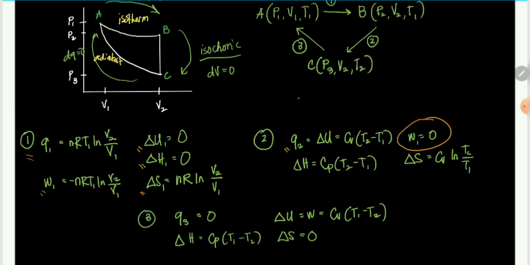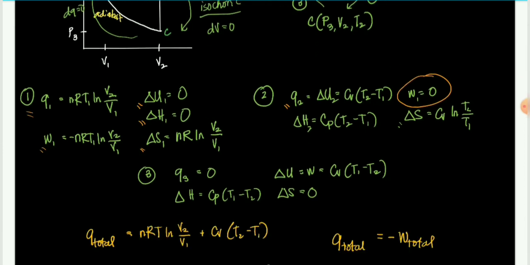So, lagay natin yung mga labels. Delta U2 is just equal to CV times T2 minus T1. Okay? So, for delta H2, we have CP times T2 minus T1. So, for the delta S, since this is an isochoric process, this is just CV dT over T. Or if you integrate that, you have CV ln T2 over T1.